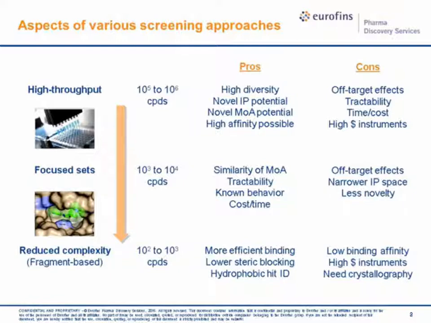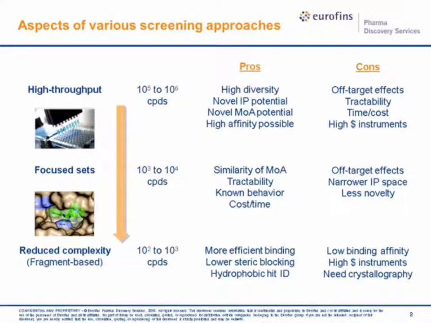So, of course, there are some cons. One of the issues is the off-target effects within the target class. If you're starting with an inhibitor that was developed towards kinase X and you're looking at kinase Y, it may be that you do not want kinase X activity in your ultimate profile, so that would have to be dealt with, again, depending upon the indication.